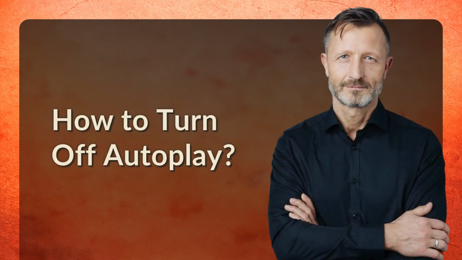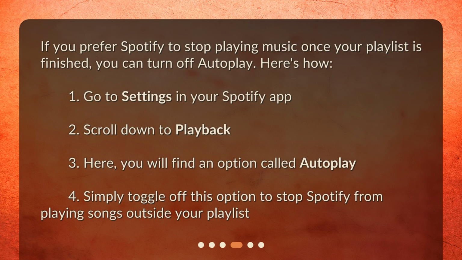How to turn off autoplay? If you prefer Spotify to stop playing music once your playlist is finished, you can turn off autoplay. Here's how. 1. Go to Settings in your Spotify app. 2. Scroll down to Playback. 3. Here, you will find an option called Autoplay. 4. Simply toggle off this option to stop Spotify from playing songs outside your playlist.